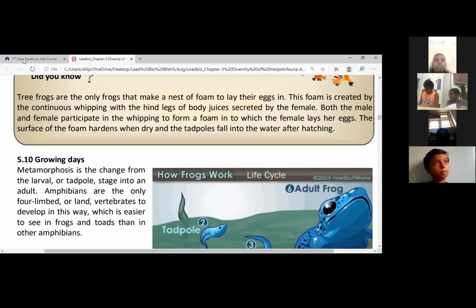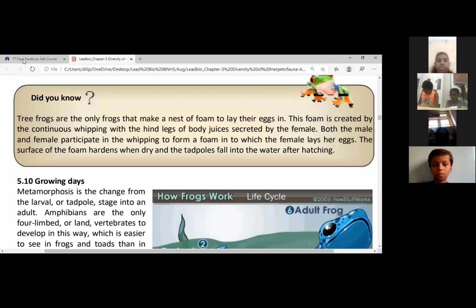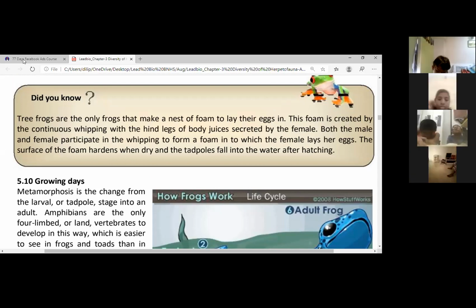Now there are some of these tree frogs who make nests of foam to lay their eggs. Foam यानी कि झाग बनाते हैं ना साबुन का, वैसे वो लोग झाग बनाते हैं, उसका नेस्ट बनाते हैं और उस पे एग लेके देते हैं. So tree frogs do that. Again, maybe a little more research or some videos on tree frogs and how they lay their eggs in foam, nest of foam. You should try to see some videos.